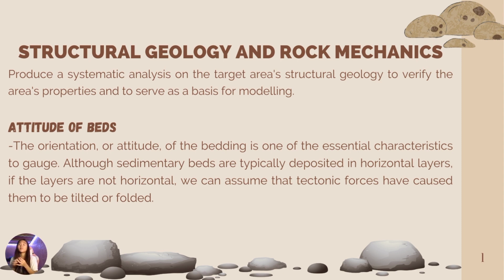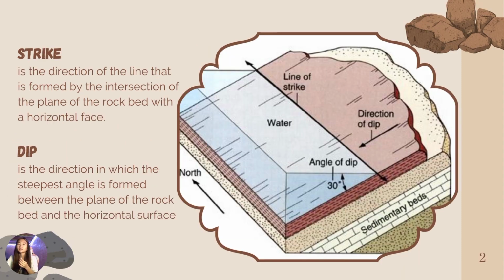So, meron tayong tinatawag na strike and dip sa attitude of beds. What are these? Strike is the direction of the line that is formed by the intersection of the plane of the rock bed with the horizontal face. As you can see in the figure, yung line na to nagre-represent ng end ng seashore. So, yung strike can be measured from 0 to 360 degrees.